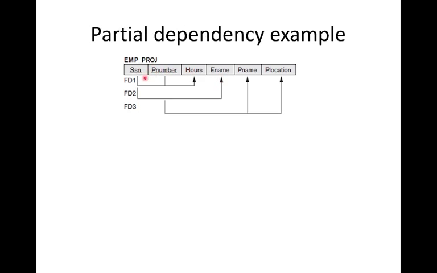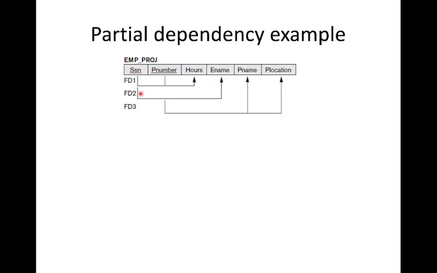Because we have already defined this as the key, all other attributes will be functionally dependent on the key. So E name is functionally dependent on SSN and P number. P name is functionally dependent on SSN and P number. P location is functionally dependent on SSN and P number because this combination is the key. But there is a partial dependency, because E name is partially dependent on the key of this relation.